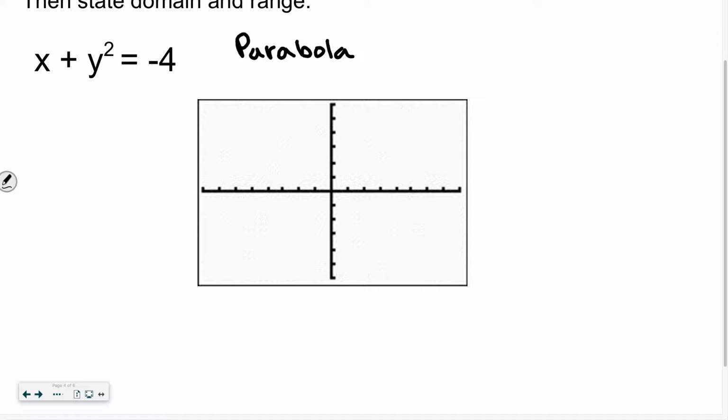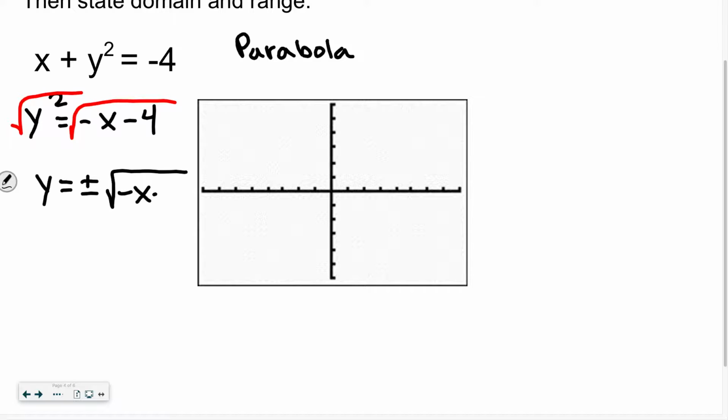And remember, what did we do first? You got the y by itself. Yeah, isolated the y. Rearranged things so it was something that I could graph. So I'm going to say y squared equals negative x minus 4. And then I'm going to take the square root of both sides. So I'm going to get y equals plus or minus the square root of negative x minus 4.